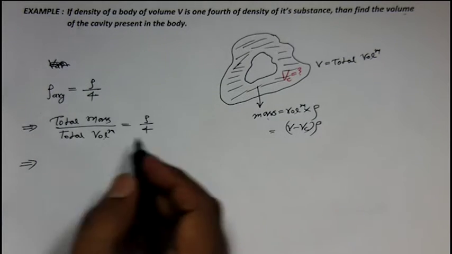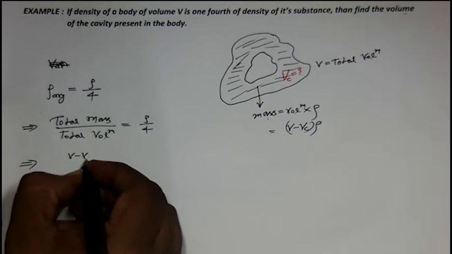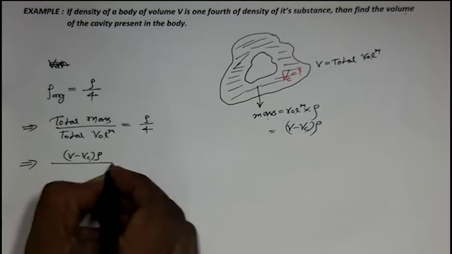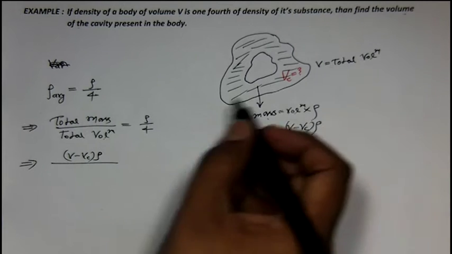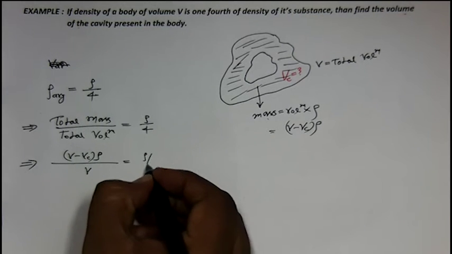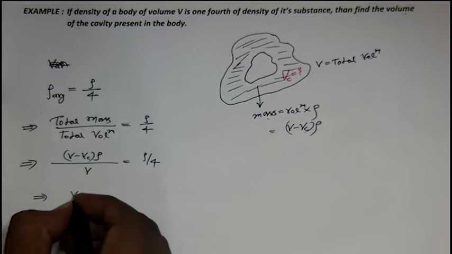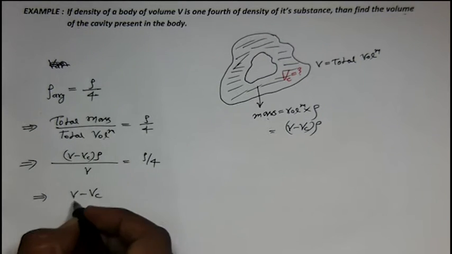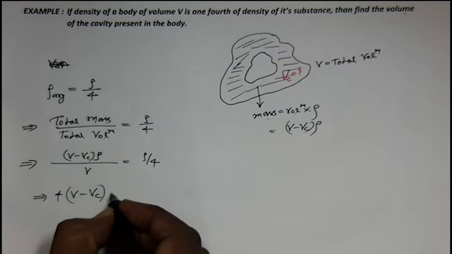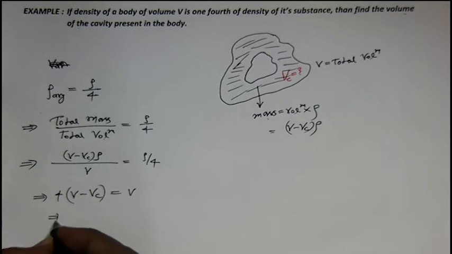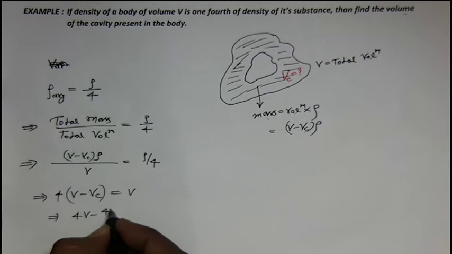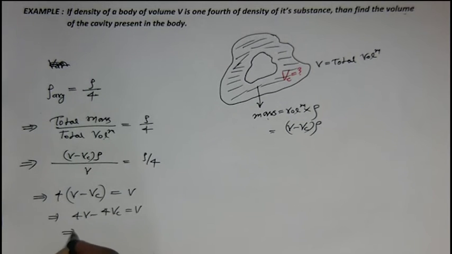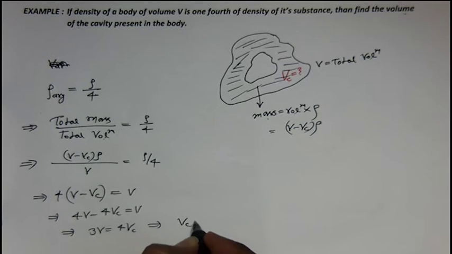This mass we should put here, so V minus VC into rho divided by total volume is V, and this is equals to rho by 4. Rho will cancel, cross multiplying we get V minus VC into 4 equals to V. So 4V minus 4VC equals to V, that is 3V equals to 4VC, and VC equals to 3V by 4.